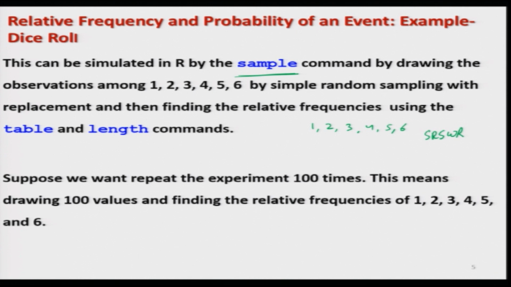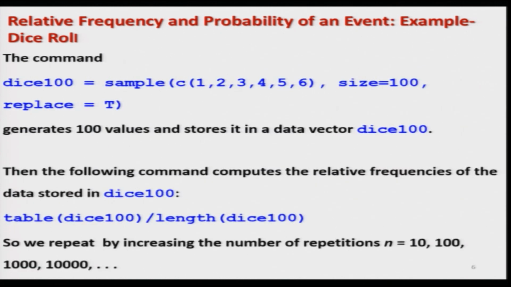In this case, the mean command may not work, because we are indicating these numbers by 1 to 6. So, in order to find the relative frequency, we have to use the commands table and length. Now I do one thing. Suppose I repeat the experiment 100 times. This means we have rolled the dice 100 times and observed 100 values consisting of the values 1, 2, 3, 4, 5 and 6. From there we compute how many times 1, 2, 3, 4, 5 or 6 occur.